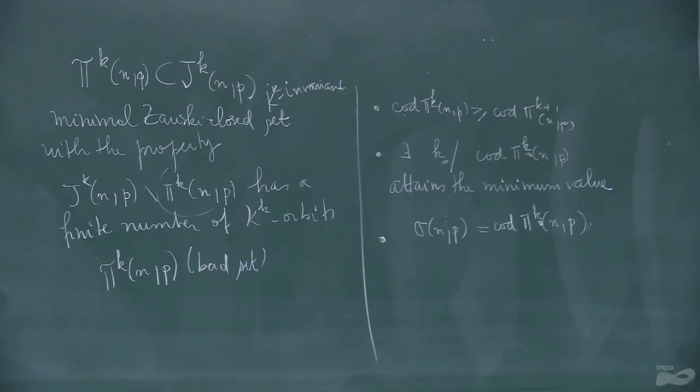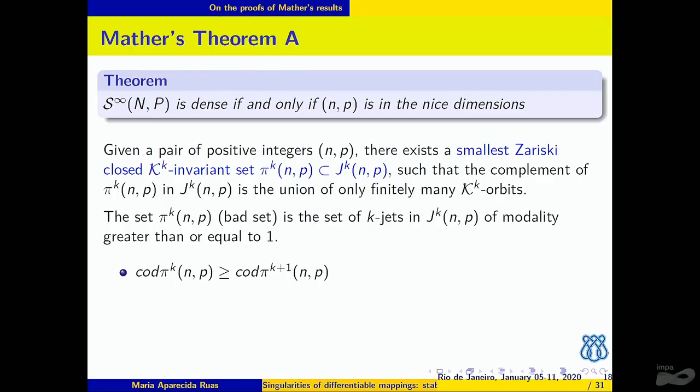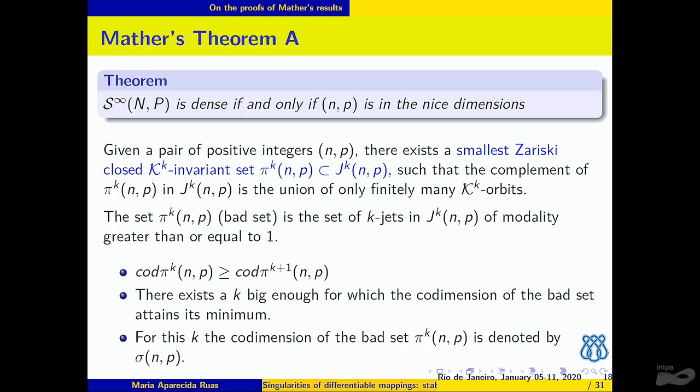Okay, so this is what I said. As I said, the bad set is the set of K jets in the space of jets of modality greater than or equal to 1. The properties as I explained. So, what is the nice dimension? What can we expect of a good dimension? I expect the dimension is good if the bad set has high codimension, so high that it can be avoided by transversality.